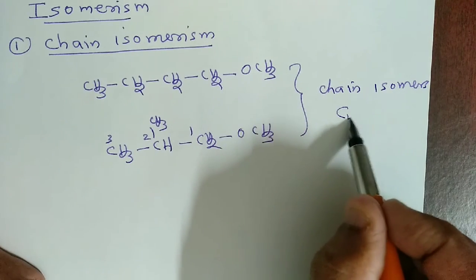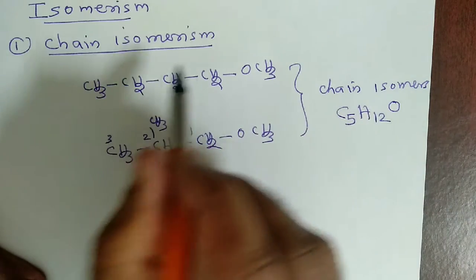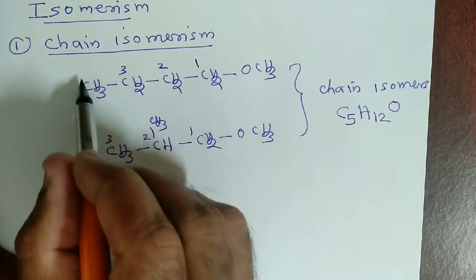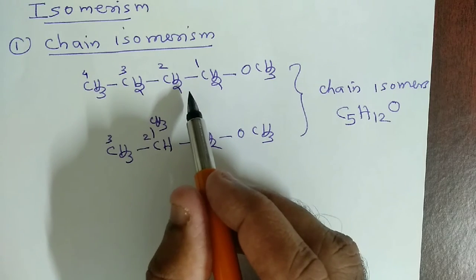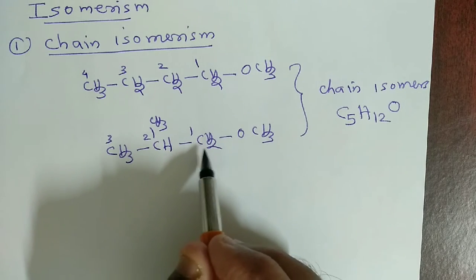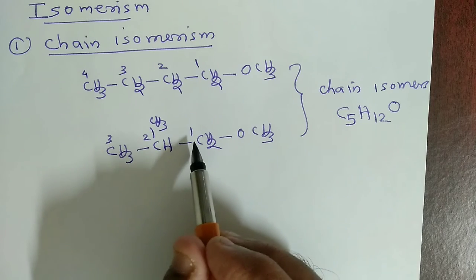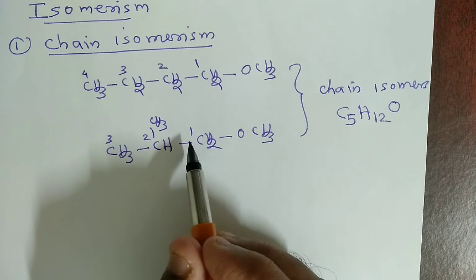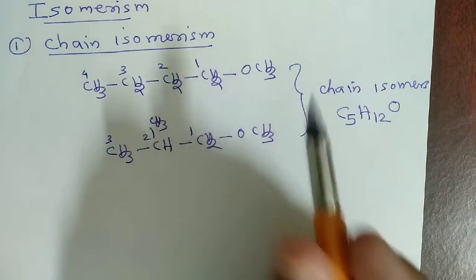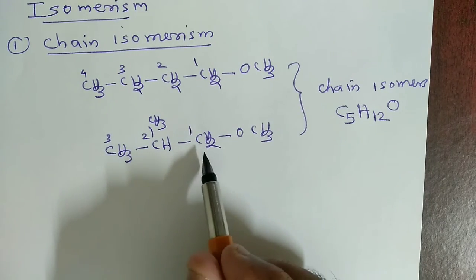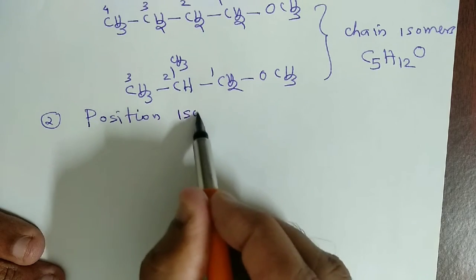They have molecular formula C5H12O. First compound is 1-methoxybutane. Parent chain have 4 carbon atoms. Second compound 1-methoxy 2-methyl propane. Parent chain contains only 3 carbon atoms. Its common name is normal butyl methyl ether. Second one is isobutyl methyl ether. Second, position isomerism.